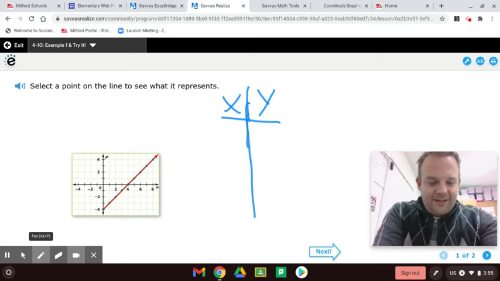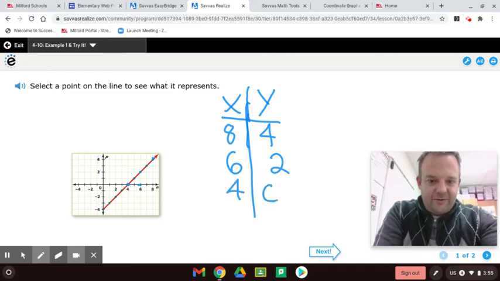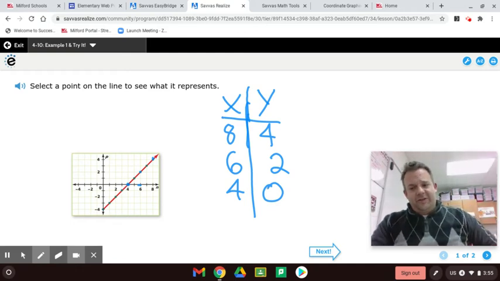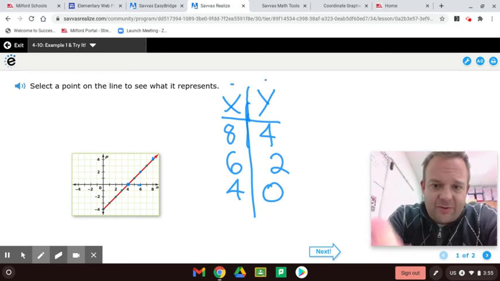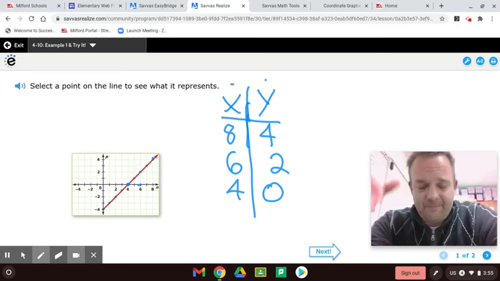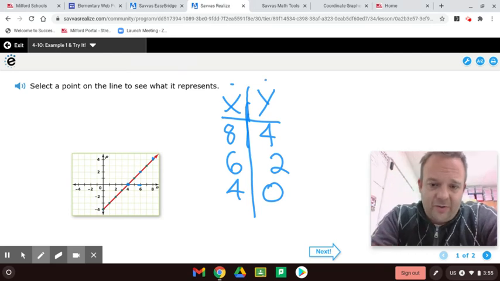Now, let's see. You see this one here? Over 8, up 4. So (8, 4). Now, let's just take this one. (6, 2). Over 6, up 2. Let's go to this one now. (4, 0). Over 4, up 0. So we're making a chart here. And this is enough to determine what our equation is for the line. Now, do you see a relationship from x to y? What's the relationship from x to y? Do you see it? What are we doing? Is it decreasing?